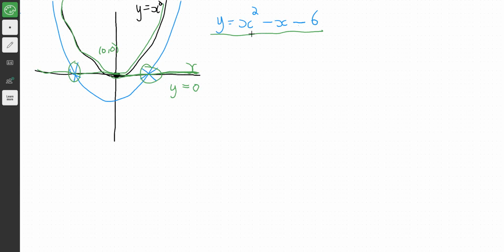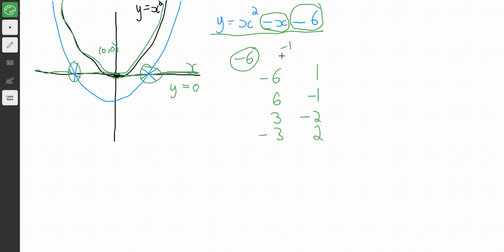So once again we look at the minus 6 and we've got to list the factors of minus 6. So we've got minus 6 and 1, 6 and minus 1. We've got 3 and minus 2 and minus 3 and 2. And then we need to see which one of them adds to make, we want minus 1 lot of x. So we want minus 1.